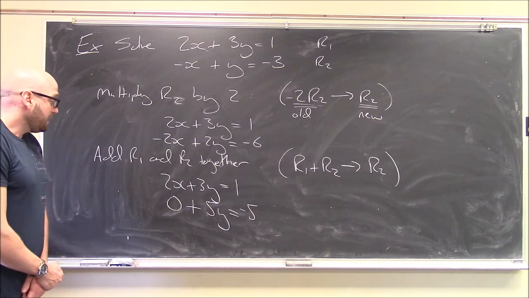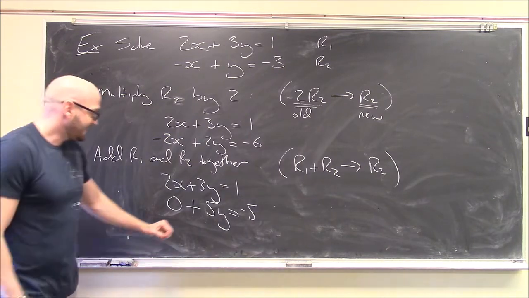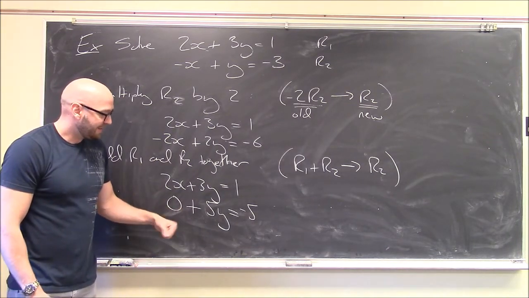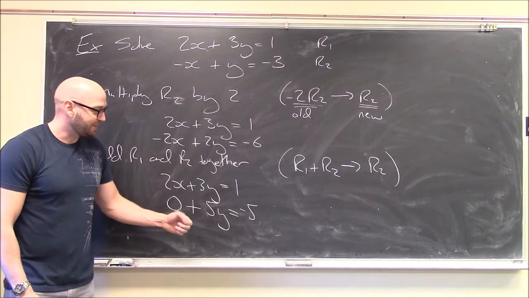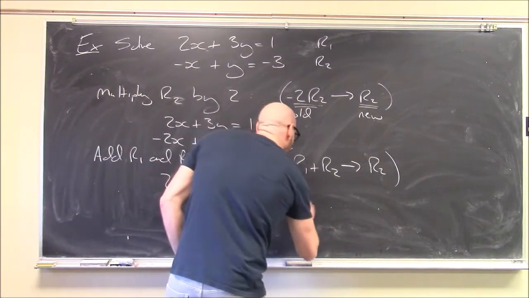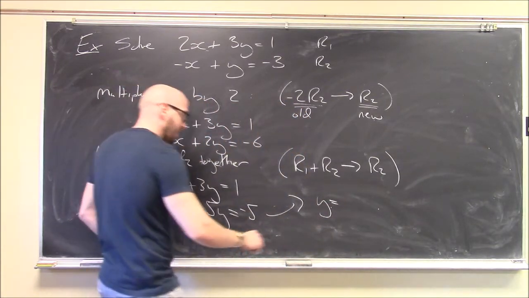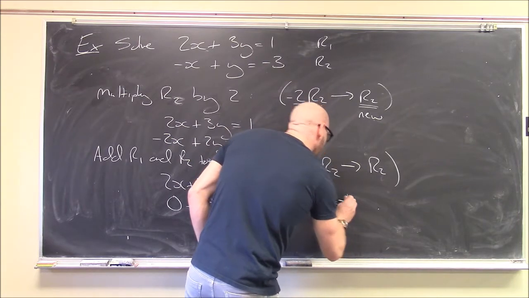Alright? And now there's nothing much else that I have to do. You can see that by eliminating x, the solutions are sort of staring me in the face, right? If I have 5y equals minus 5, well that means divide both sides by 5. That means y is equal to minus 1.